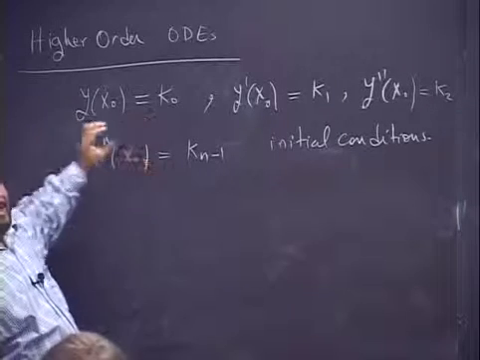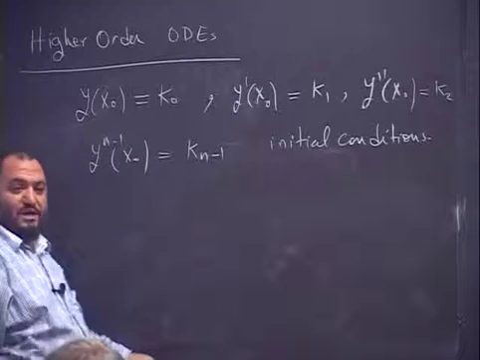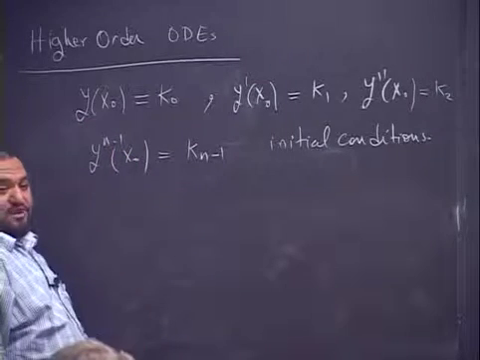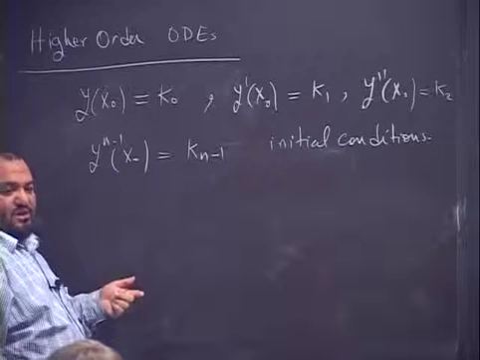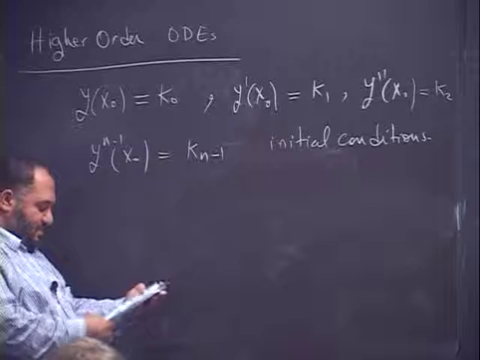So you are giving initial values for the function and all its derivatives: y prime, y double prime, up to y n minus 1.